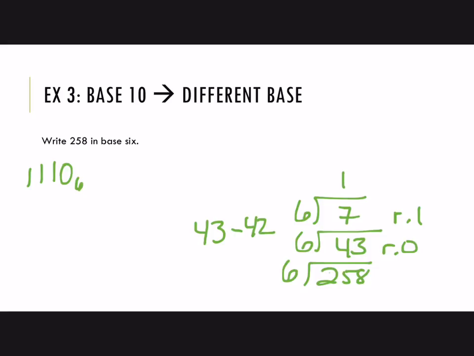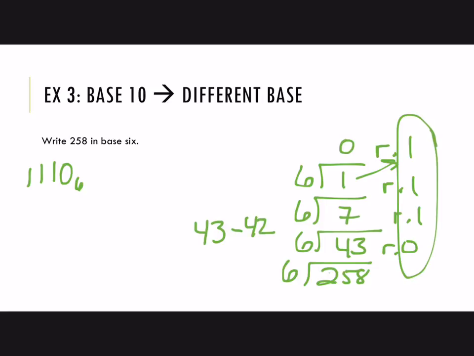6 goes into 7 one time with 1 left over. And then 6 goes into 1 0 times with that 1 left over. And you should see the same answer, 1110 base 6.